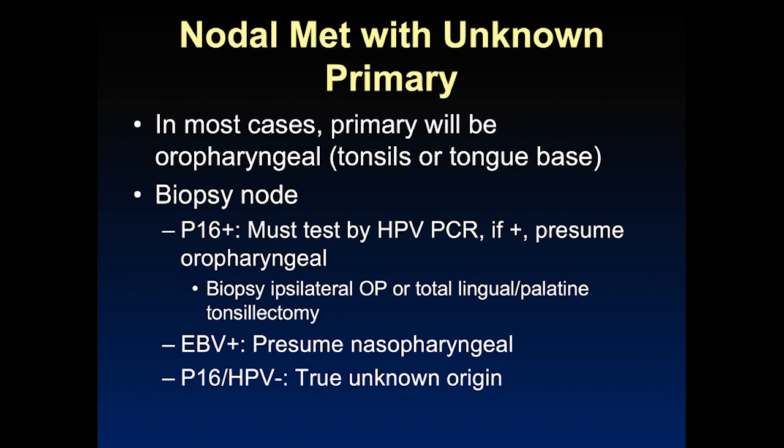If when you biopsy the node and you send it for EBV testing, that turns out to be positive, we're going to presume that it's a nasopharyngeal primary, because nasopharynx cancers are the ones that can be associated with EBV positivity. If the node is biopsied and it's both P16 and HPV negative, then this is going to be a true unknown origin primary, and they're going to perform a set of treatment protocol that's designed to address this idea of the unknown origin squamous cell carcinoma in the head and neck.